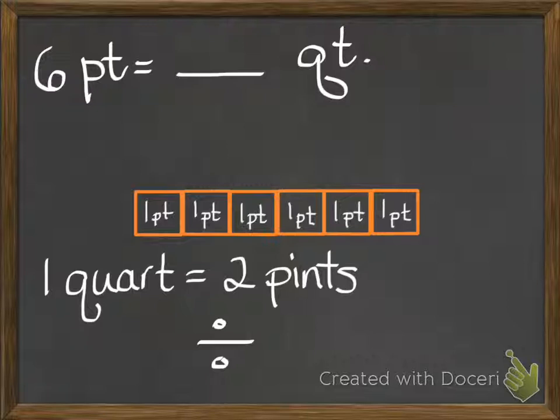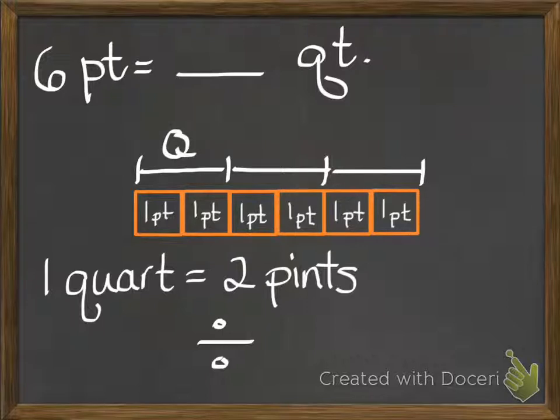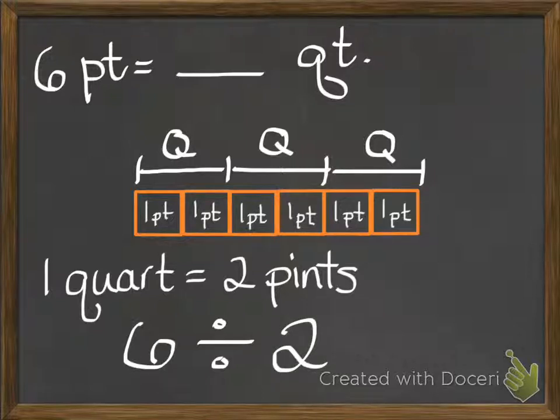So down here I've drawn my 6 pints. I know that 1 quart equals 2 pints. So I'm going to draw a line. I know that's a quart. I know that's another quart. And I know that's another quart. Okay? So 1 quart equals 2 pints. I have 6 pints. I'm going to divide them by 2 pints each, and 6 divided by 2 equals 3. So I'm going to get 3 quarts from 6 pints.